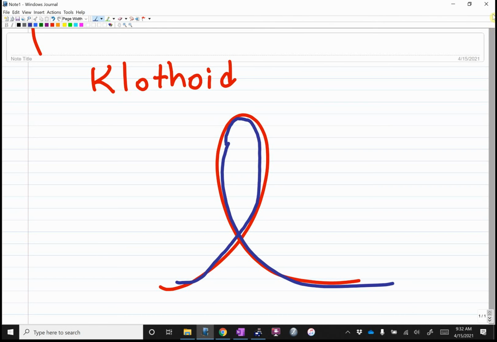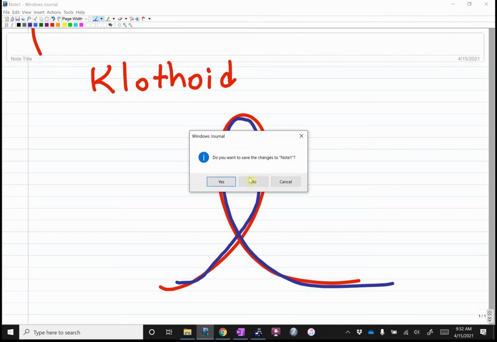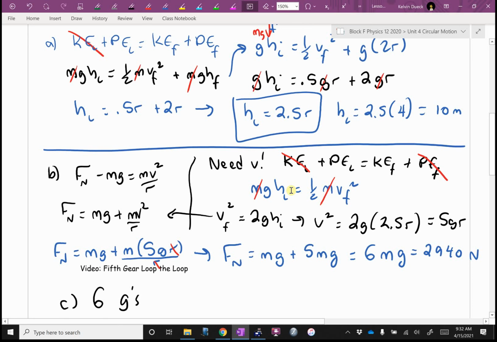So absolutely, you would not build a loop that was circular. You're pulling at least 6 Gs.